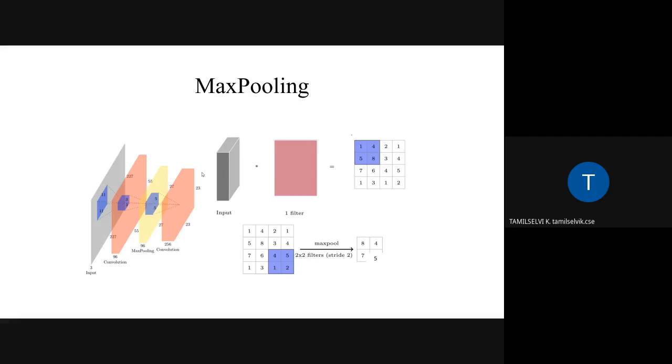So max pooling is a very important concept. You have data, and you will do convolution. We know how the convolution works. For instance, I have a kernel. This is my image, which is 5 cross 5. My kernel is 2 cross 2.